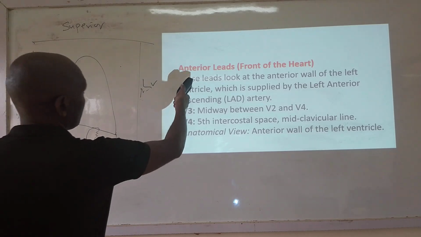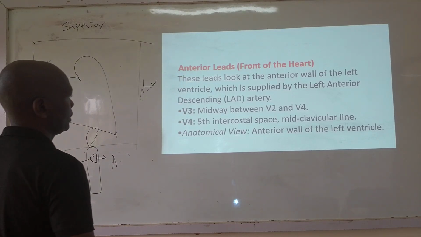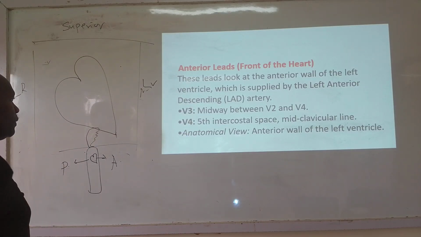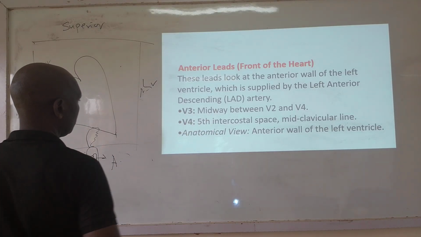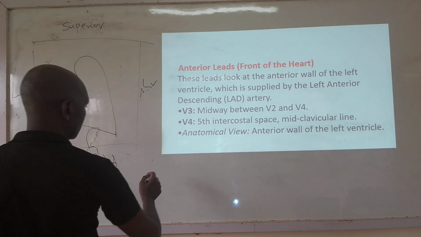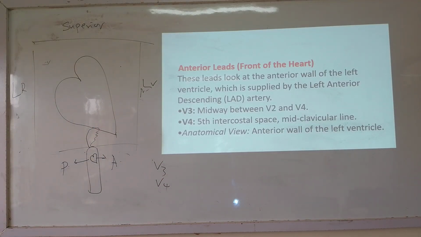So the leads that check the anterior aspect of the heart, we have V3 and V4. Those check the anterior aspect of the heart. So if there is an abnormality in these two, V3 and V4, then the anterior aspect of your heart is the one that has a problem.